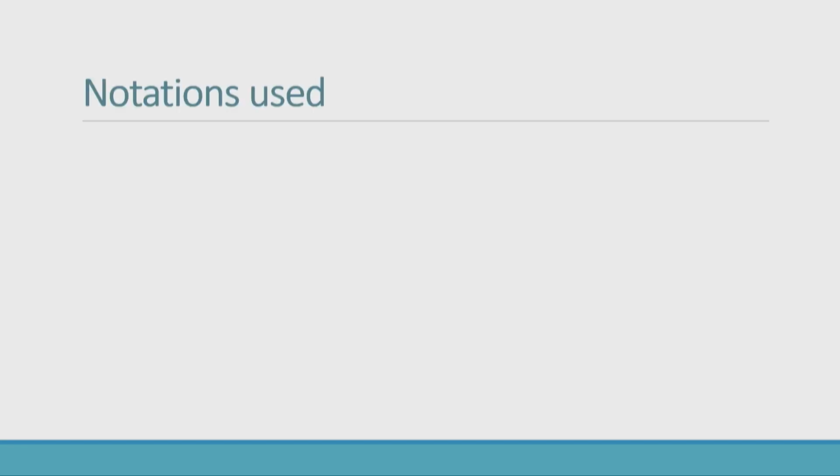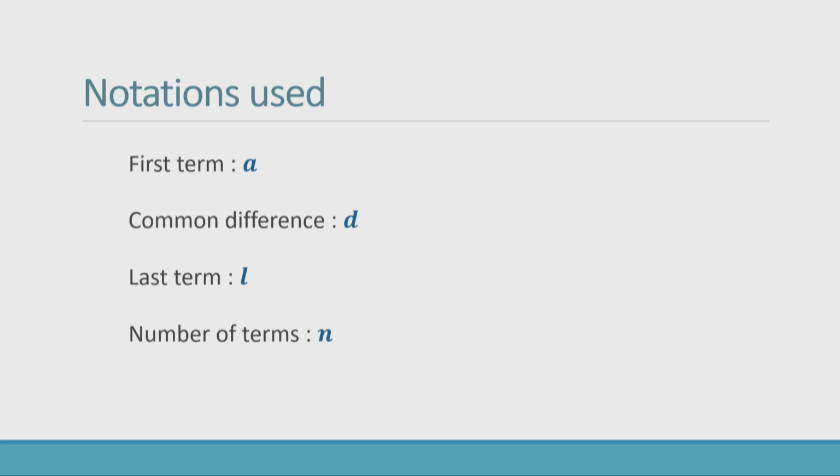Now, what are the notations which will be used in this session? We are going to denote the first term by the letter A, the common difference by D, the last term by L, the number of terms by N, and the nth term by Tn. These are standard notations which will be used in the chapter Arithmetic Progression.